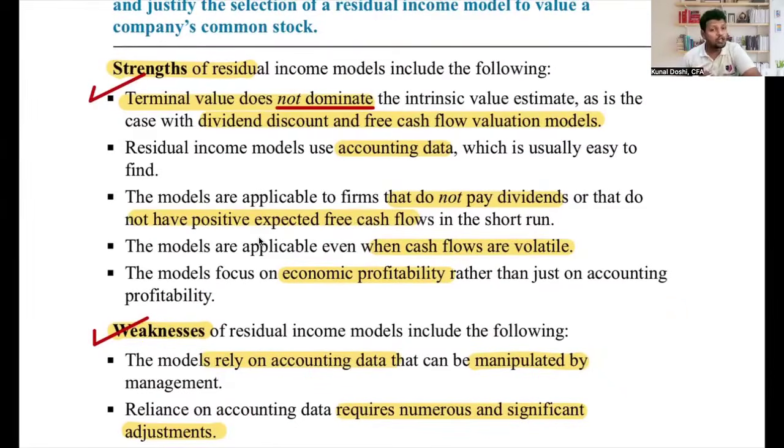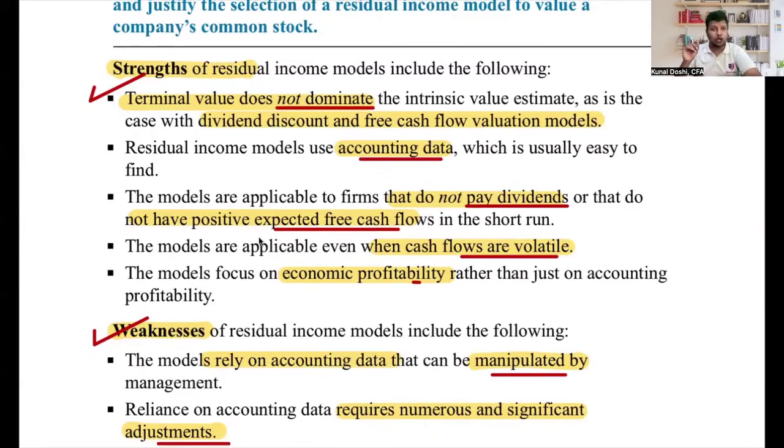And this model is also used whenever there is a possibility that the earnings is negative. So we will use this model when the company doesn't pay dividend or free cash flows are negative or they are volatile, correct? Residual income model, however, uses accounting data, which is easier, but it is subject to manipulation, correct? Also, it requires a lot of adjustments, which we've seen in the past.